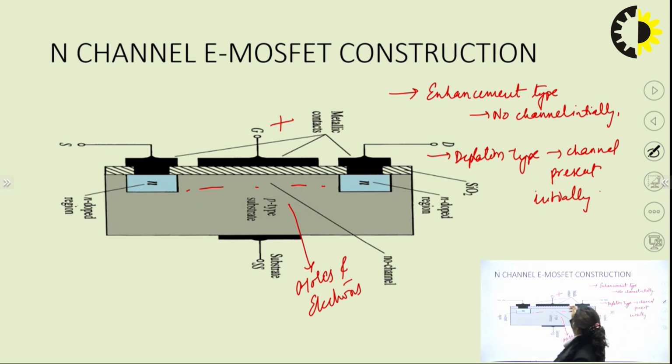Obviously there will be metallic contacts at the source and the drain, so that there will be no discharge of electrons or the carriers from these sides. At the gate also we have a metallic contact. As we have discussed already in the last lecture, the metallic contacts are made up of aluminium. So basically we have a SiO2 layer, and on top of that there will be a metallic contact which is of aluminium.